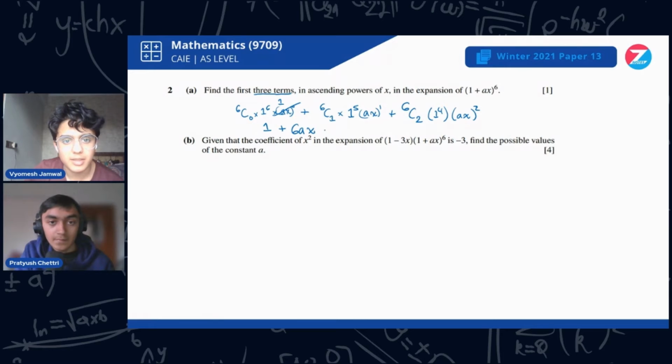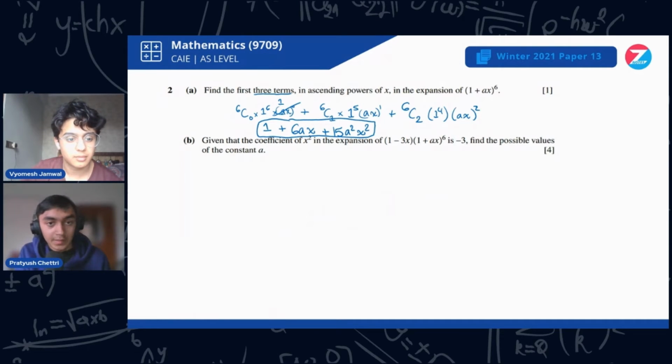And then 6C2 is, I think, 12, or was it 20? 15. Oh, yeah, 15. We just did this. So 15 times a squared x squared. Remember, it's a whole square, so you have to ensure that you do a squared, x squared.